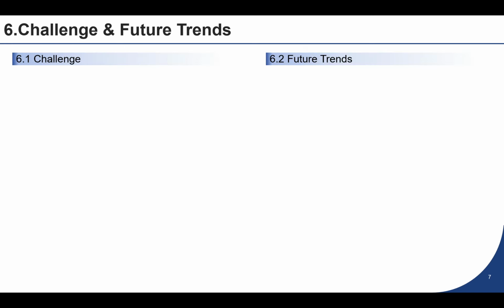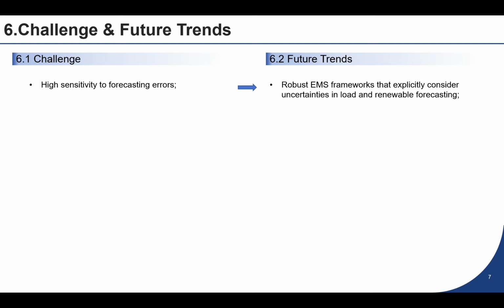Finally, let's look at some technical challenges and future research trends. First, EMS performance is highly sensitive to forecasting errors, especially for load and renewable generation. To address these challenges, robust EMS frameworks that explicitly consider uncertainties in load and renewable forecasting are a hot research direction.